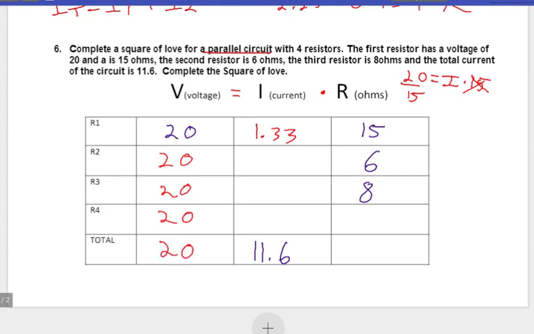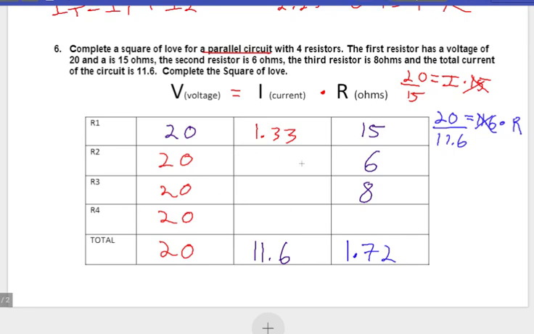Now I can solve for total resistance over here. I know that voltage is equal to current times resistance, so voltage equals my current, which is 11.6, times my resistance. Divide each side by 11.6, solve for resistance, and I find out that the resistance should be 1.72.